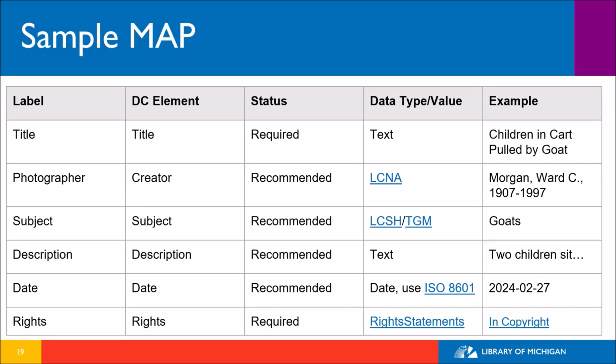Okay, so now that we've determined the metadata structure that we need to use and the standards we're going to use, we're going to create our map. This is a sample portion of the map of what it can look like. I couldn't fit the whole thing on, but this should give you a good idea.